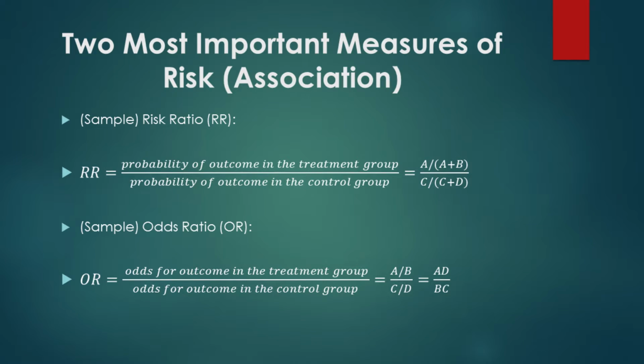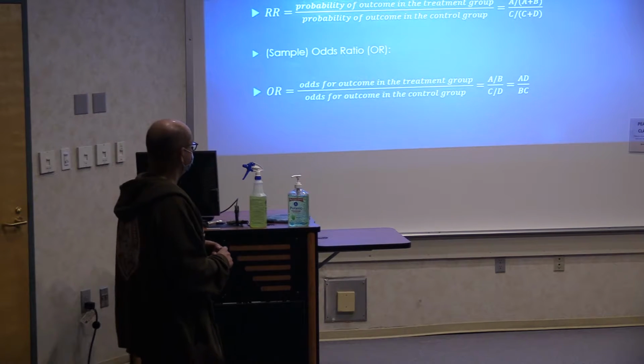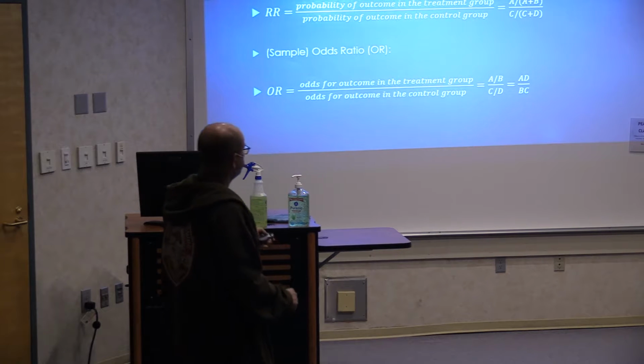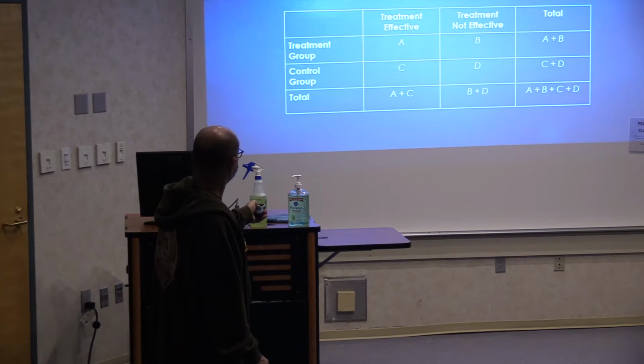All right. Two most important measures of risk or association: the first one is the sample risk ratio, the ratio of two probabilities, the probability of outcome in the treatment group divided by the probability for that same outcome in the control group. So what we have to divide in the numerator is A over A plus B. That's right here, A over A plus B.